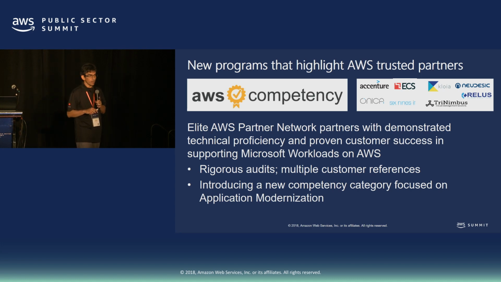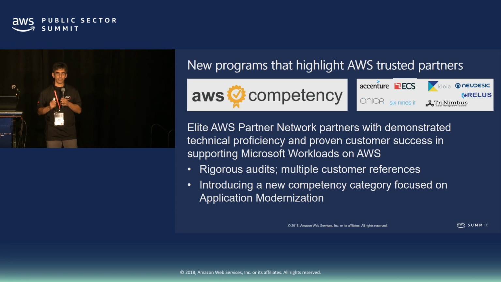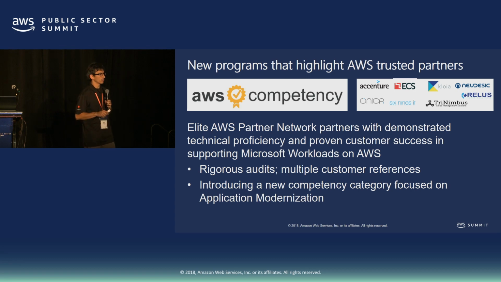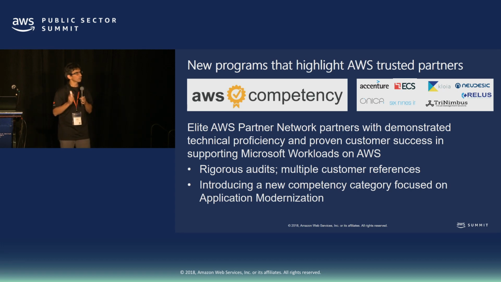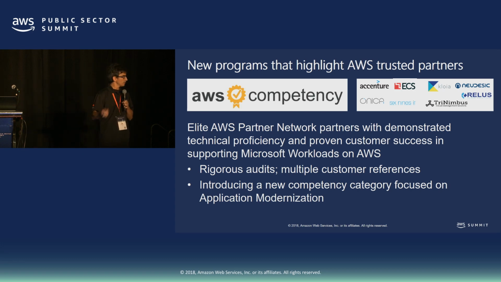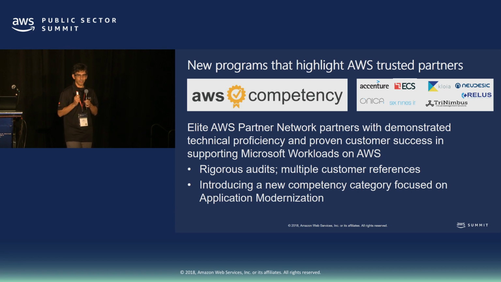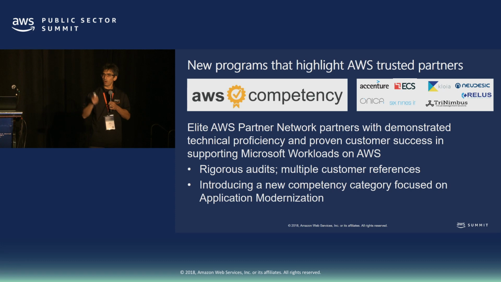Finally, we have partners. Some of those partners are here as well, that have proved they have technical proficiency in Windows workloads. They have already helped customers be successful in their journey adopting Windows workloads. So we developed this AWS competency, a Windows competency. So we can just go ahead and talk to these guys. We really like partners. They help us. They help you. They have a large experience already. So TriNimbus is already here, Onika. So yeah, partners are always a great way to implement your workloads.